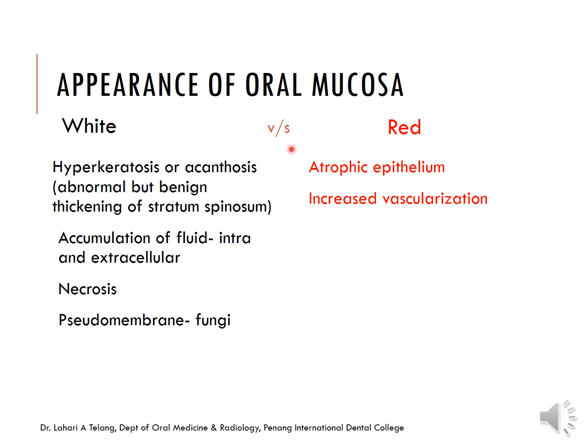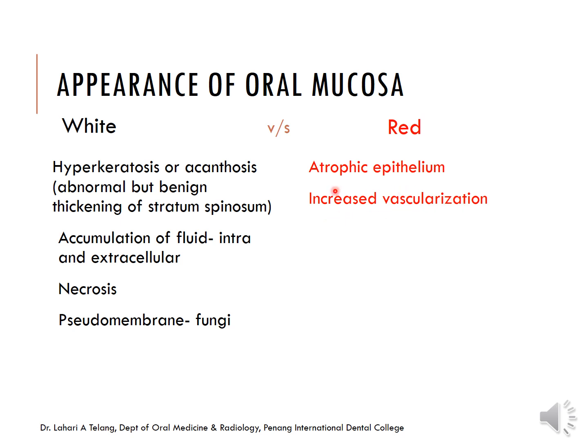So the difference why the oral mucosa appears white or red has certain reasons. First of all, it could be because of hyperkeratosis or acanthosis, abnormal but benign thickening of the stratum spinosum, accumulation of fluid either intracellular or extracellular, necrosis, or maybe due to a pseudomembrane like a fungal infection. Now the reasons why mucosa appears red is because of atrophic epithelium or because there is increased vascularization.